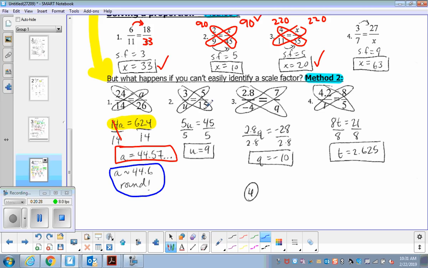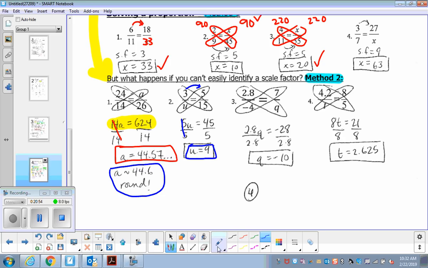Now let's try the next one. So we're saying from 3 to 5, I don't identify a scale factor, so you can cross multiply and divide. 3 times 15 is where I got the 45, and 5 times u should also equal 45. So 5 times what would equal the 45? Well, you're going to divide both sides by 5, and 45 divided by 5 would be 9.